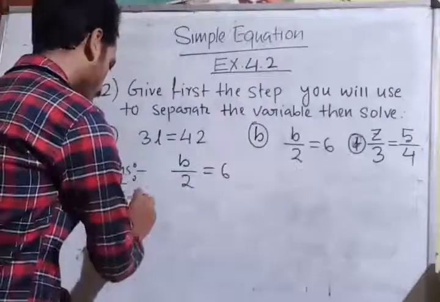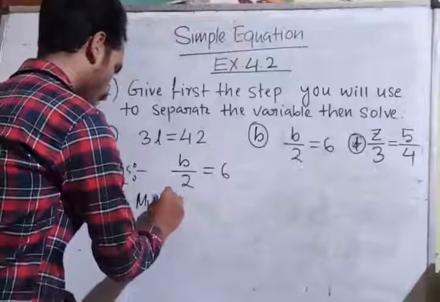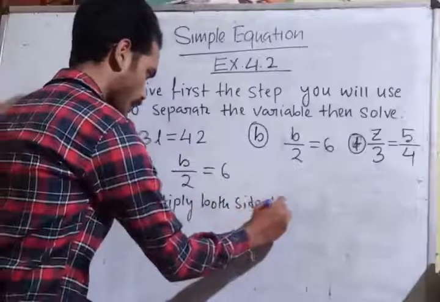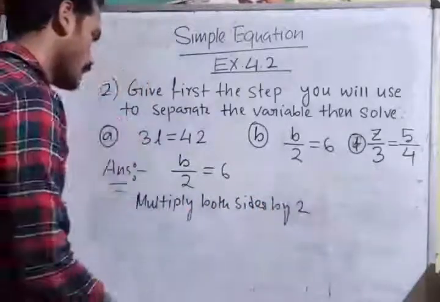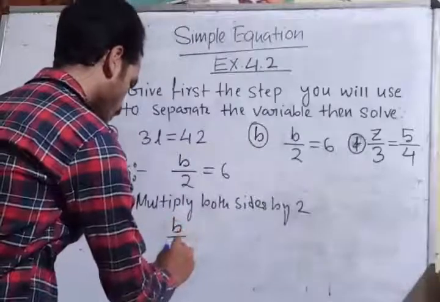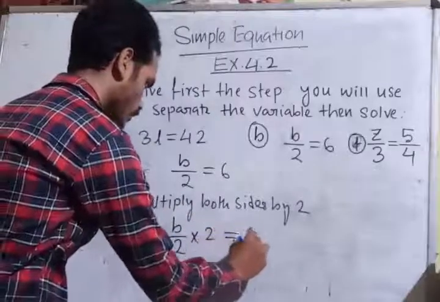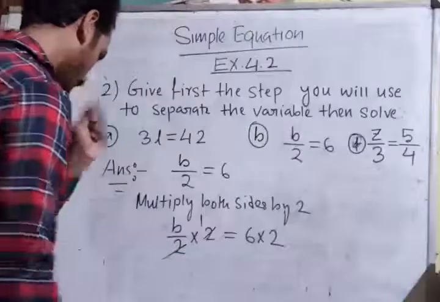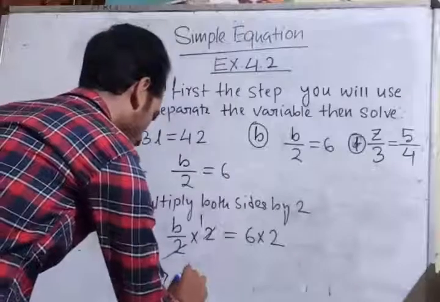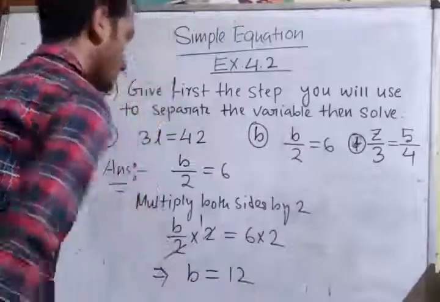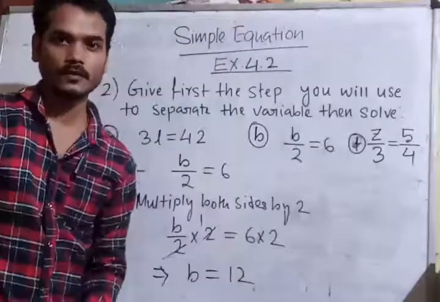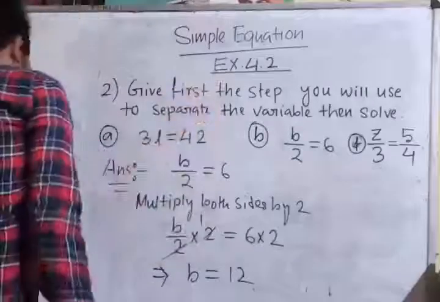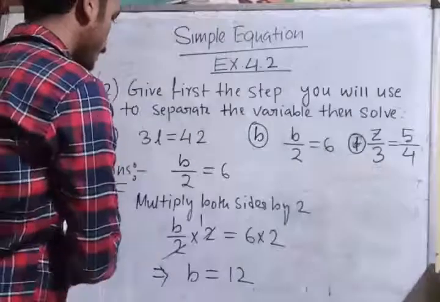So step will be multiply both sides by 2. So if you multiply, you will get b by 2 into 2 equal to 6 into 2. So 2 ones are 2. It will be cancelled out. Then you will be left with b equal to 6 2s are 12. So this is the answer, b equal to 12. So you have solved this number b also. Very easy things. Now let's see number f. How to solve the number f.